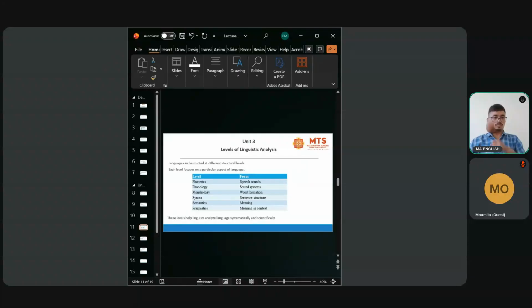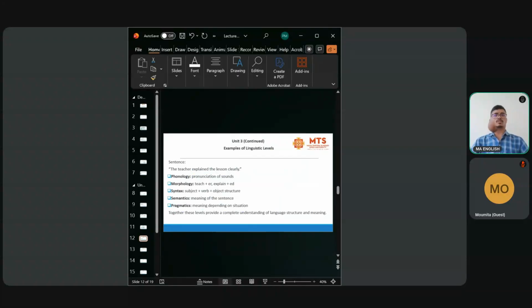so now let me give you further examples of linguistic analysis, by giving you some concrete examples. This is where the theory becomes real and tangible for you. The sentence we are going to analyze is: the teacher explained the lesson carefully.